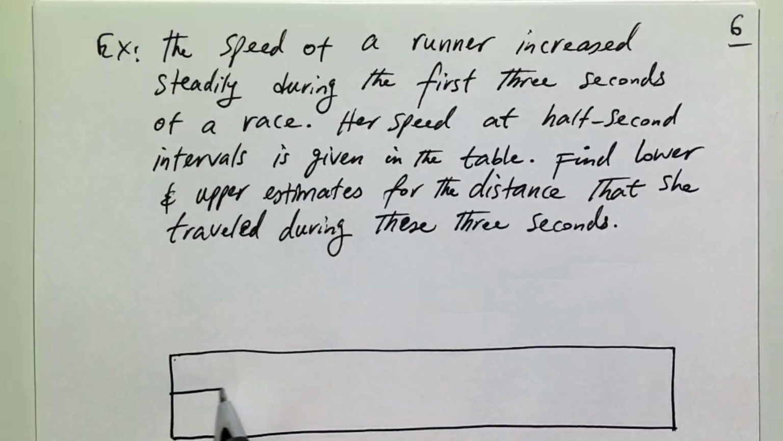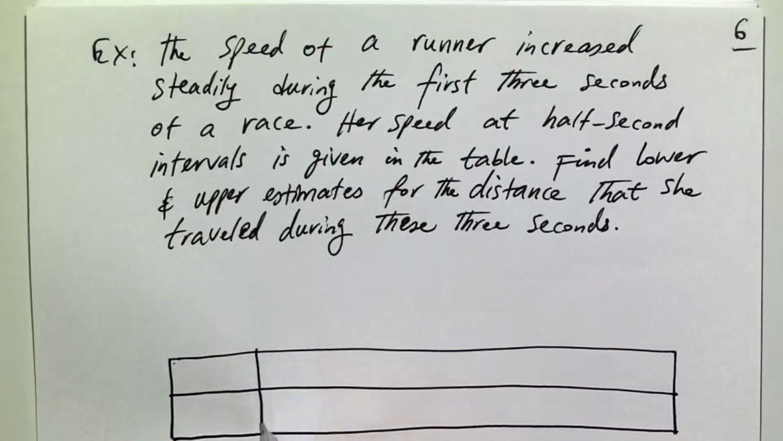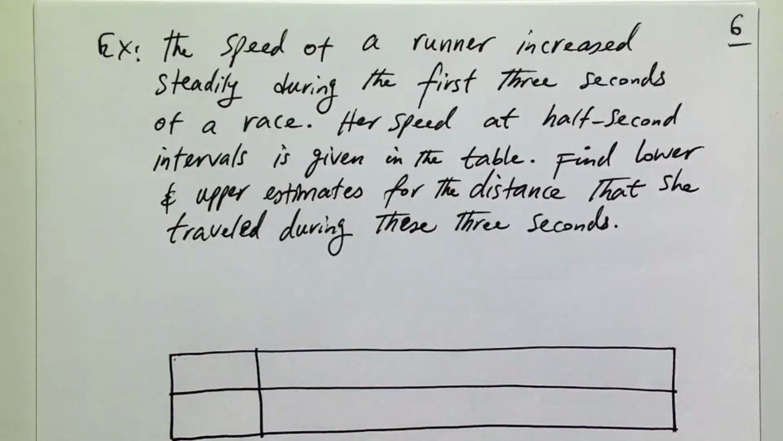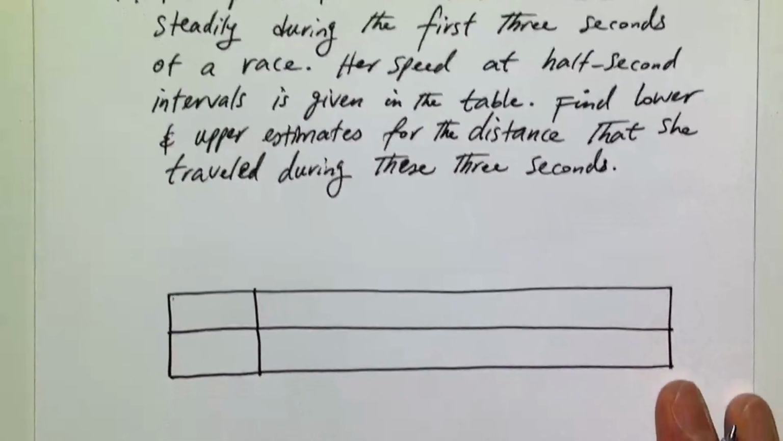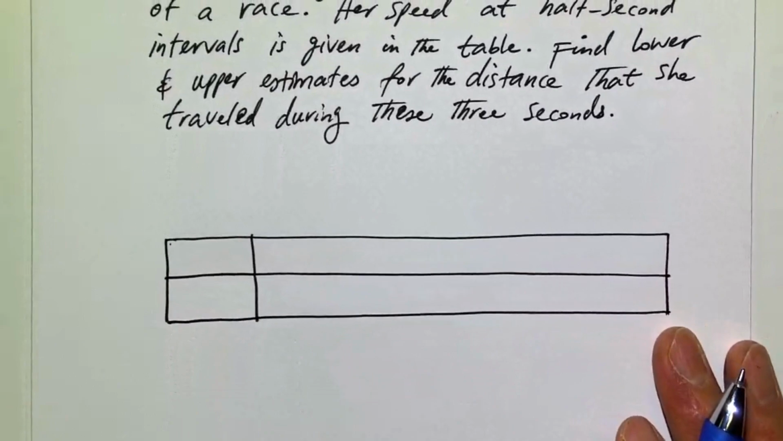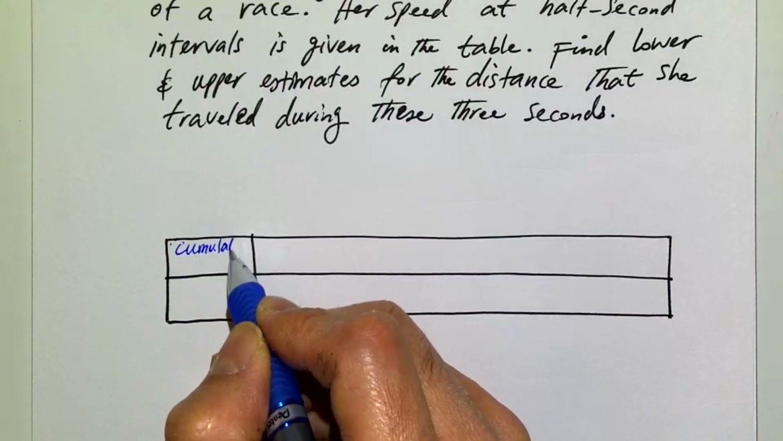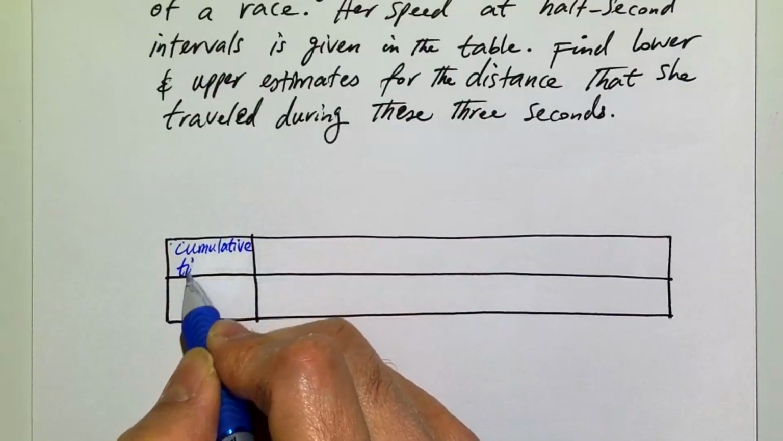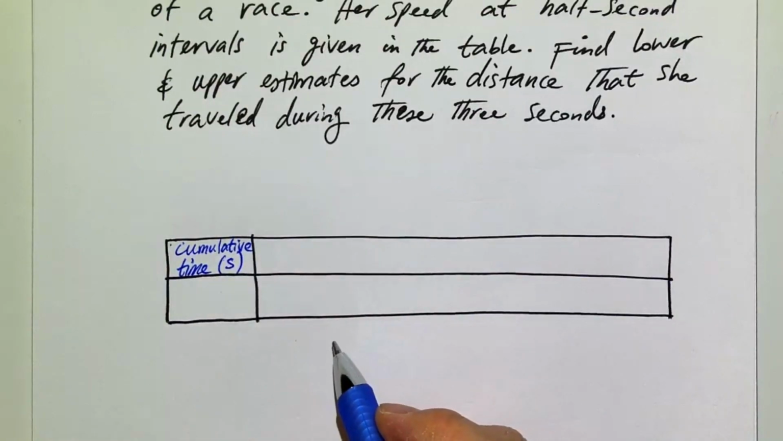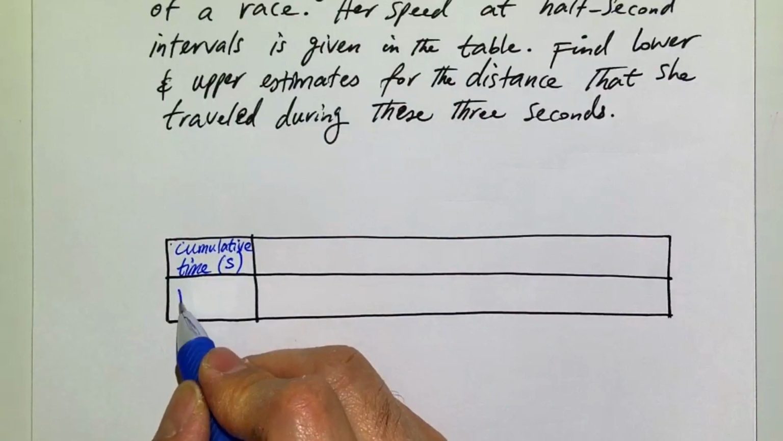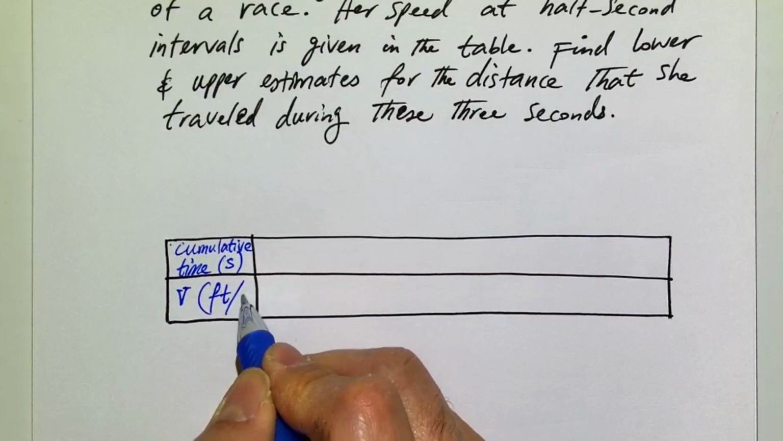And then of course here, and then so here. And so here we have time in seconds, but let me move this up. So this is cumulative time in seconds. And then speed or velocity, and this is measured in feet per second.